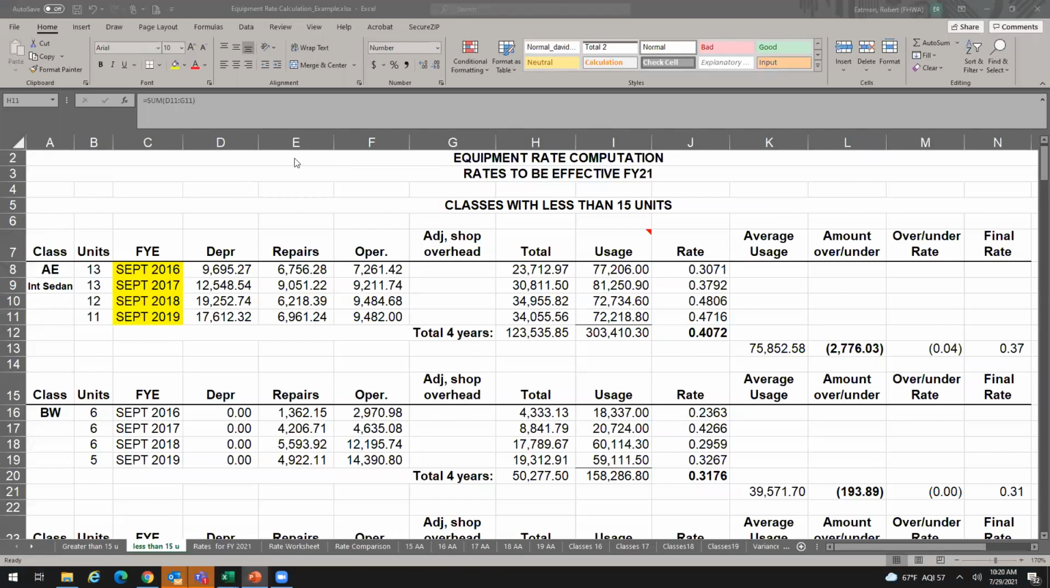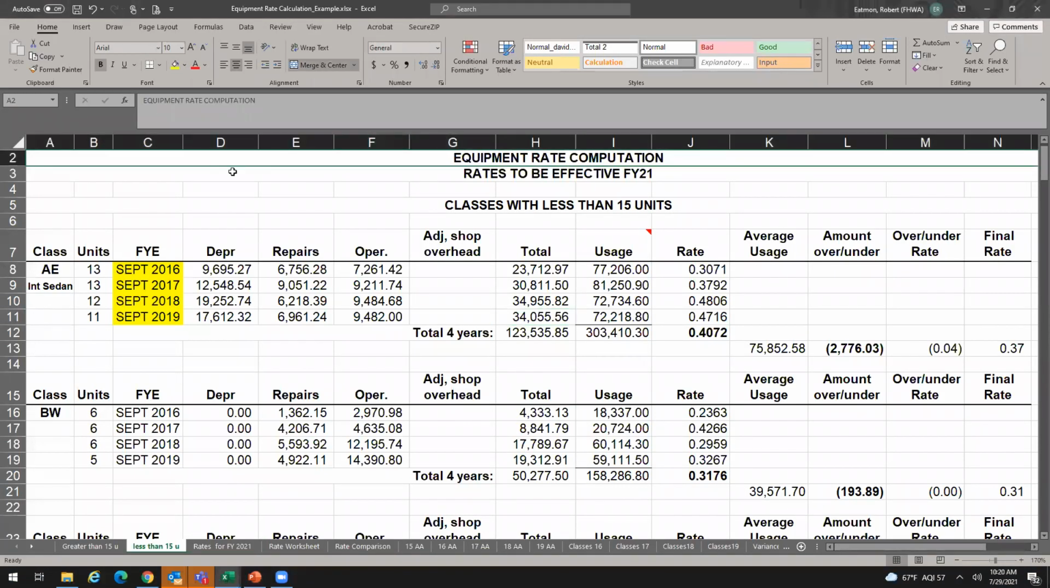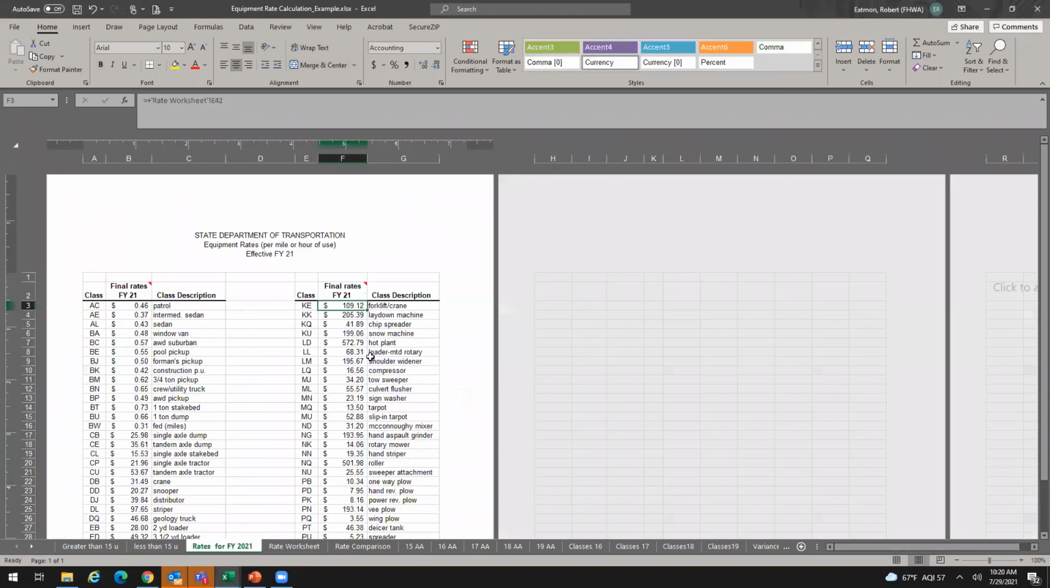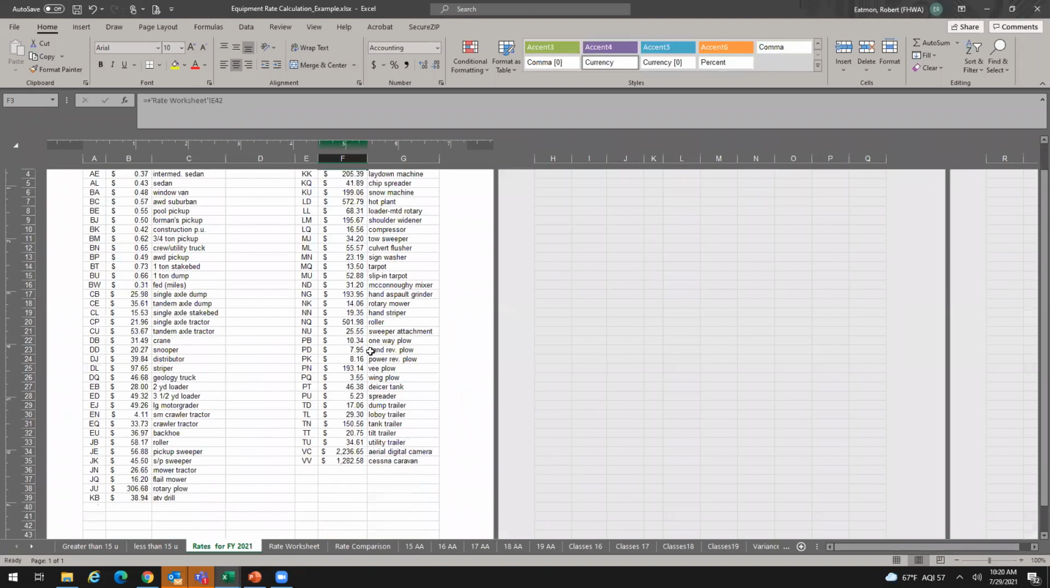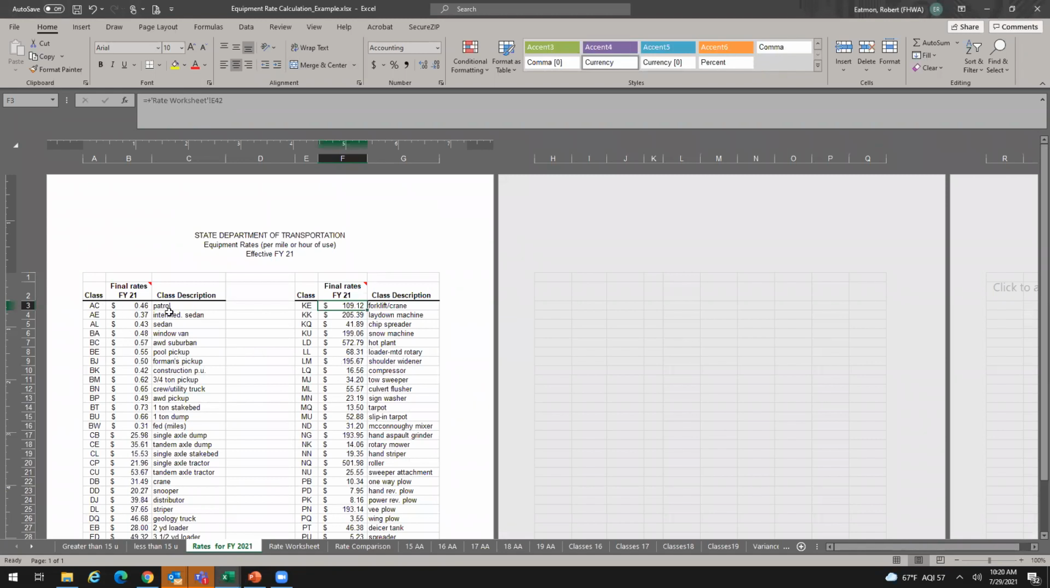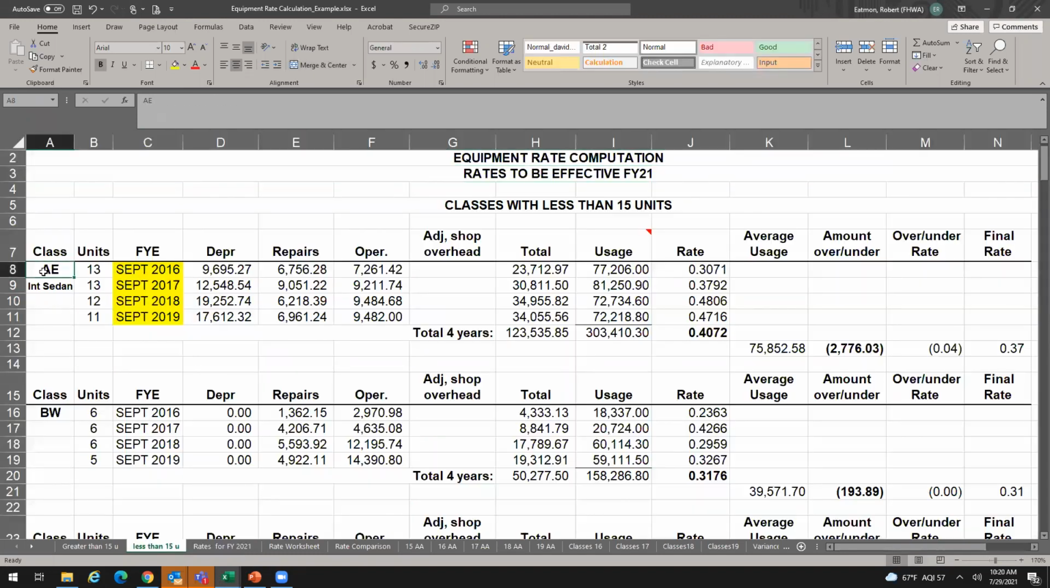This is a rate sheet that was developed by a state DOT, and I'm just going to talk about one example, but just to give you an idea, this is all of the rates that they've developed for the state DOT. So they've come up with either a mileage or an hourly rate for all of their different types of equipment. And how did they come up with this rate? So they've identified all of their pieces of equipment by class. The AE class is an intermediate sedan. So I'm just going to focus on this one.